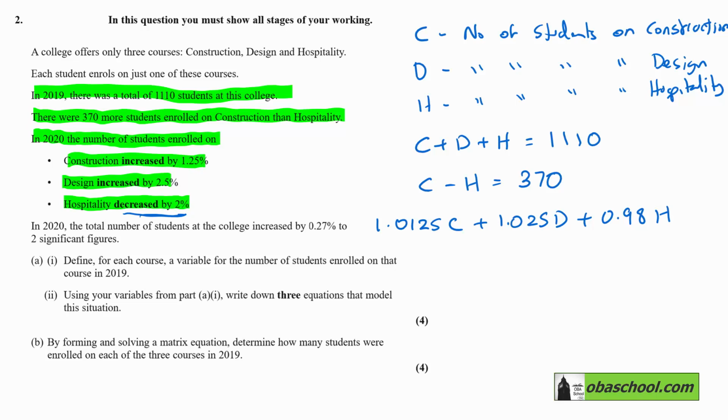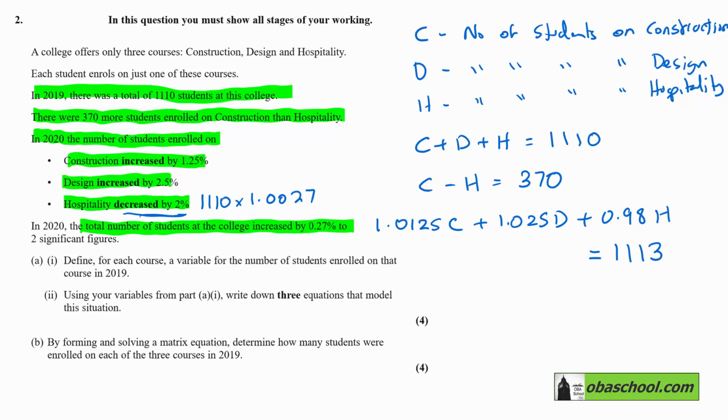0.98H. Now we want to know what to put that equal to, but we also know that the total number of the students at the college increased by 0.27%, correct to 2 significant figures. So if we do the 1,110 and multiply that by 1.0027 and round it, we find that that is 1113.